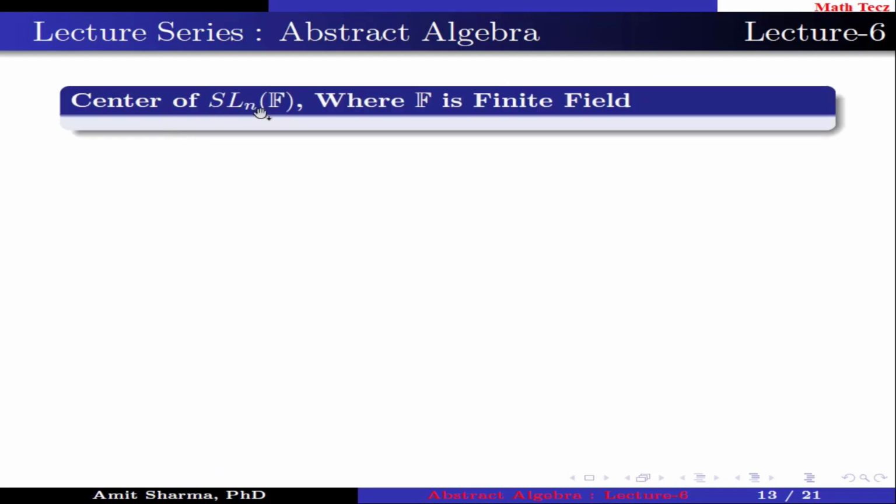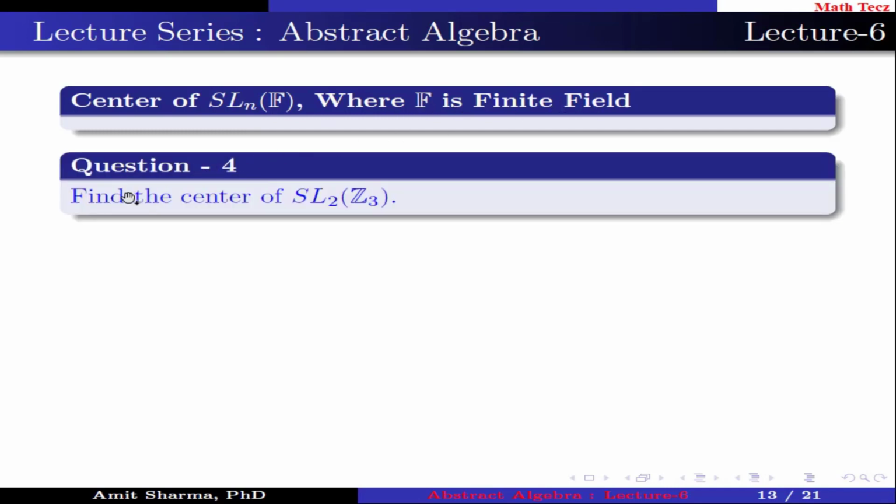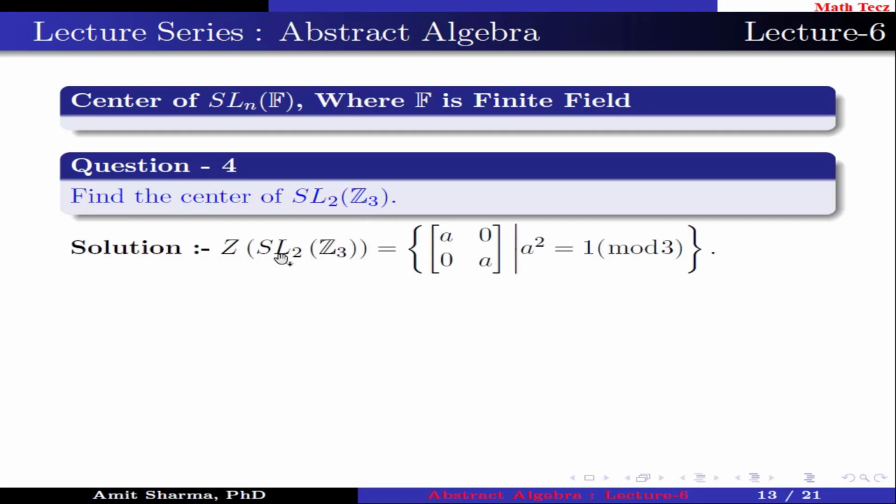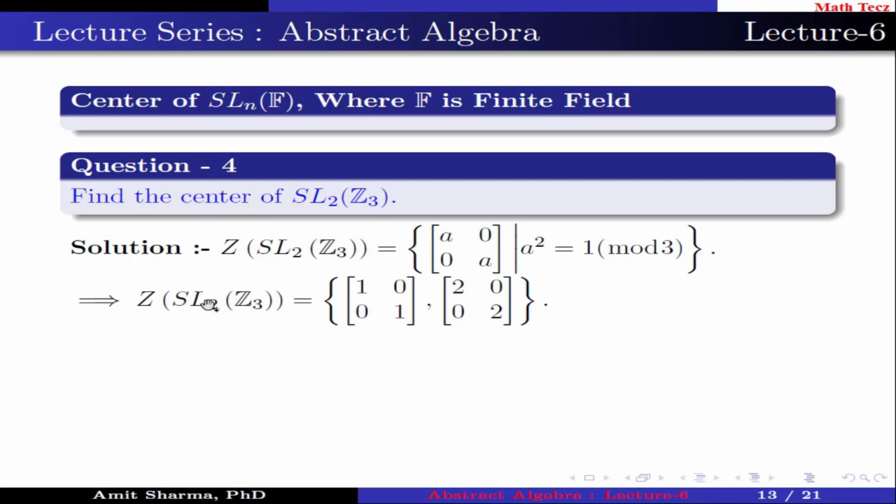Next is the center of SL(n, F), where F is a finite field. Question number 4. Find the center of SL(2, Z3). The center of SL(2, Z3) contains 2 cross 2 matrices whose diagonal elements are a, such that a squared equals 1 mod 3, which implies the center of SL(2, Z3) contains the two matrices with elements 1 0 0 1 and 2 0 0 2, which implies the order of the center of SL(2, Z3) is 2.